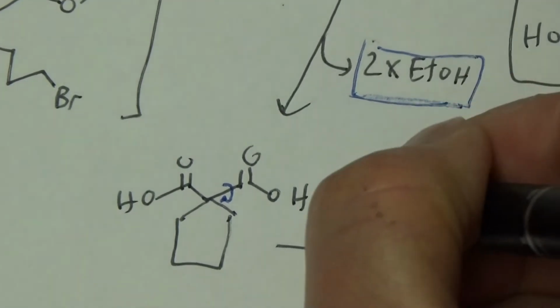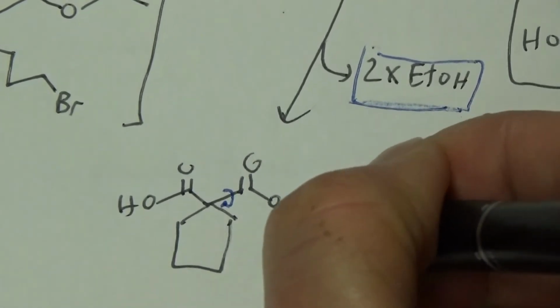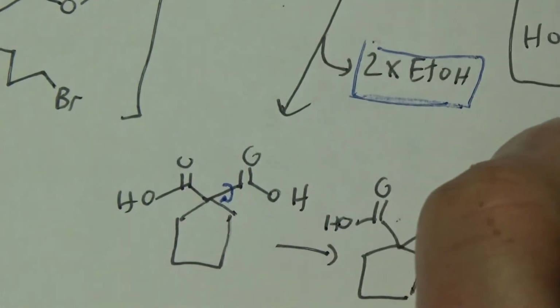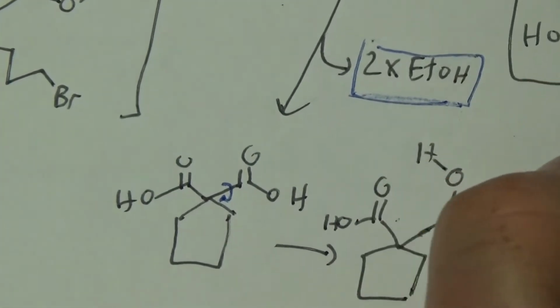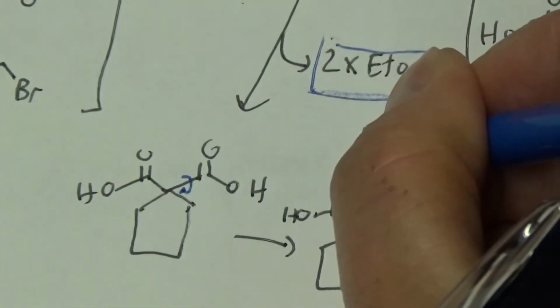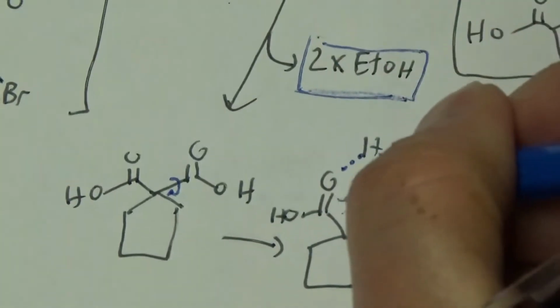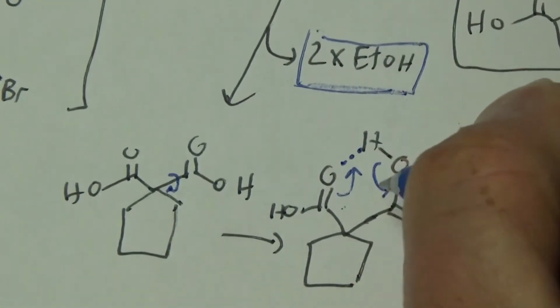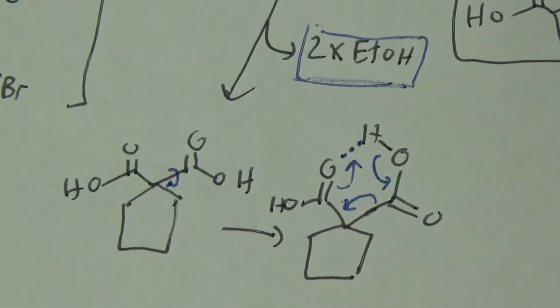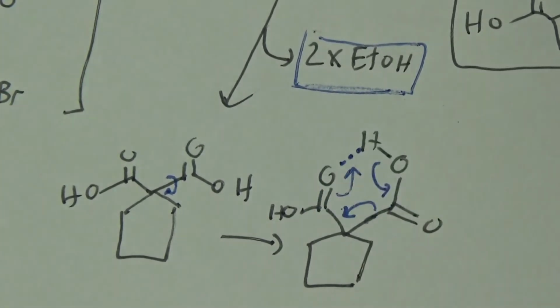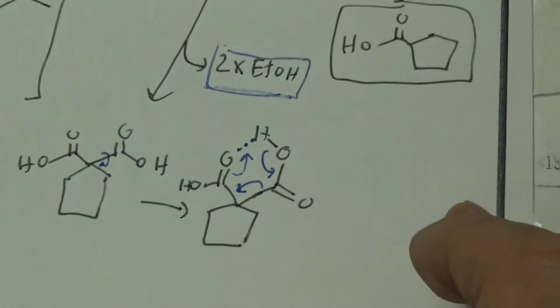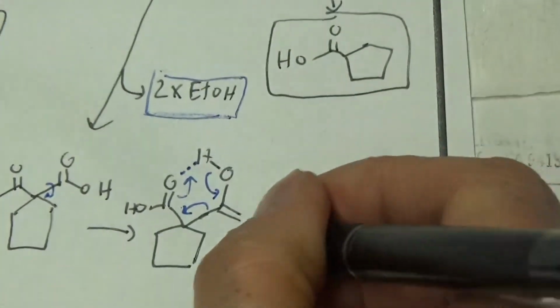Still looks the same. Now you've got the OH up top and the acetyl window down. Do your concerted mechanism, arrow, arrow, arrow. Sometimes I draw that arrow around the other way, it doesn't matter, it's all the same. Lose the CO2.